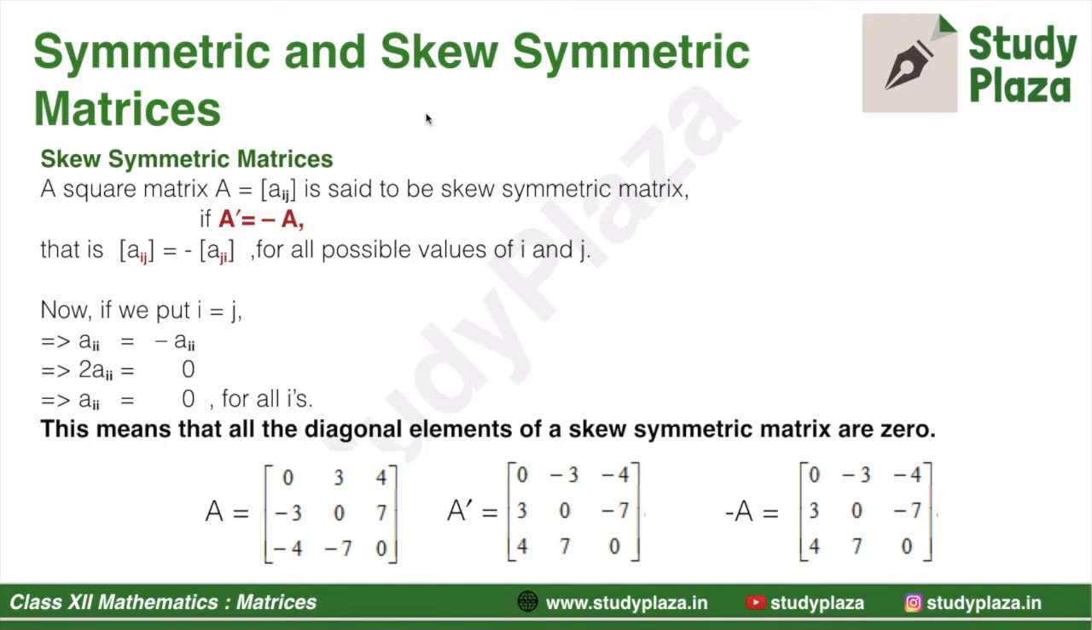The next is skew symmetric matrices. It is same like symmetric matrix, that is, we take a square matrix, but here A dash is equal to minus A, or we can say element Aij is equal to minus of element Aji for all possible values of i and j. And when we put i equal to j, we get that Aii, that is, elements at the same row and column position, that is 1 1 or 2 2, is equal to 0, or I can say diagonal elements of the skew symmetric matrix are 0.